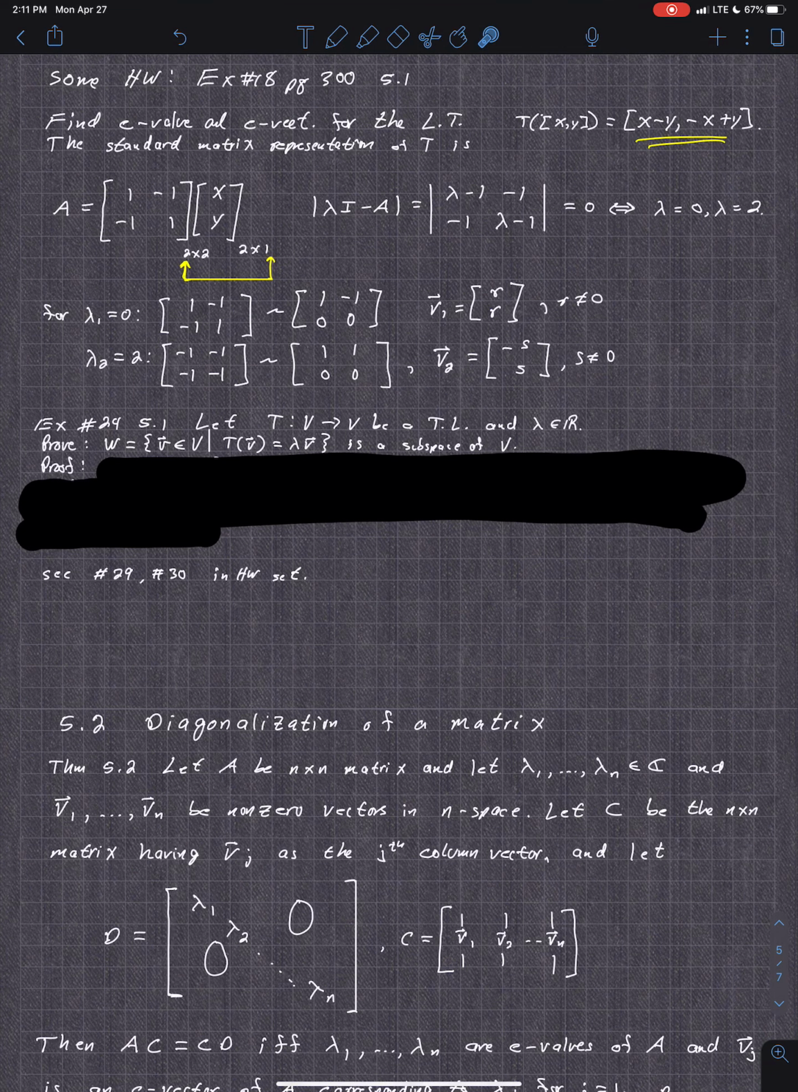Let's take a look at this one first. So this is example 18, or number 18 in the book, page 300 in 5.1. I'll try and do a few homework problems, a few more as we go. So the statement is find eigenvalues and eigenvectors for the linear transformation. So this is what's given, okay? And so you can create the matrix A, and you can see that this product ends up being a 2 by 1, which is this vector. So look at that.